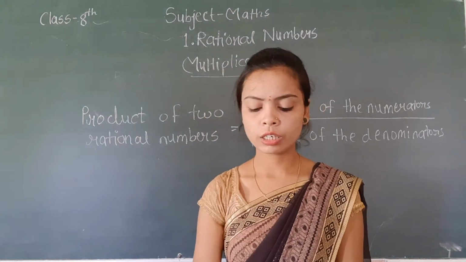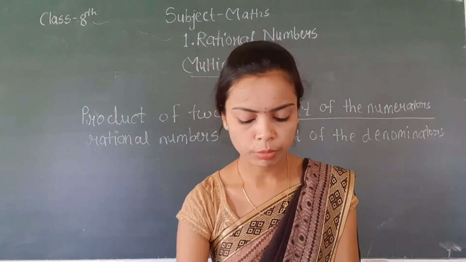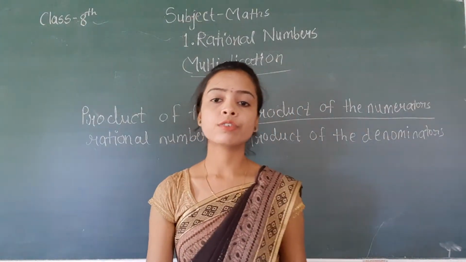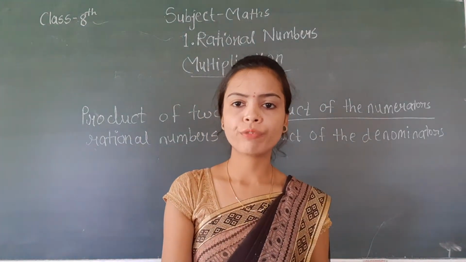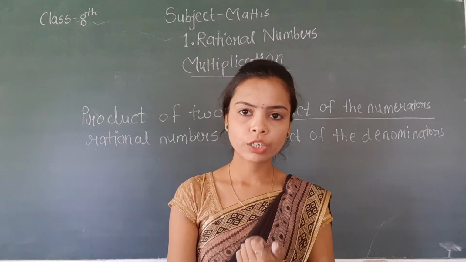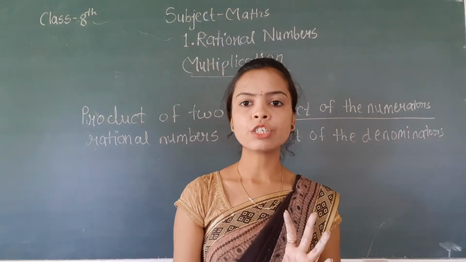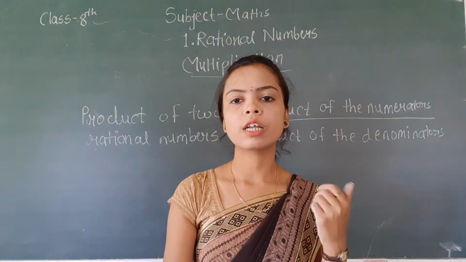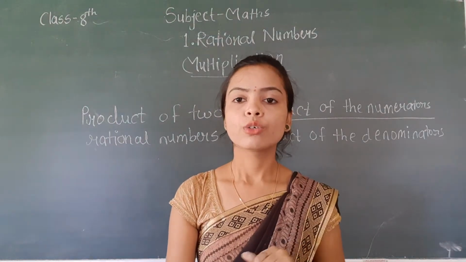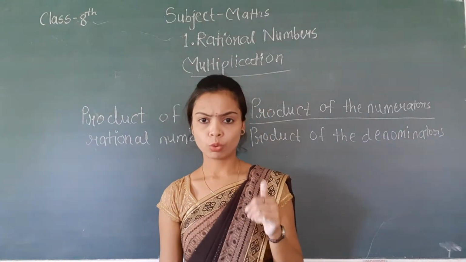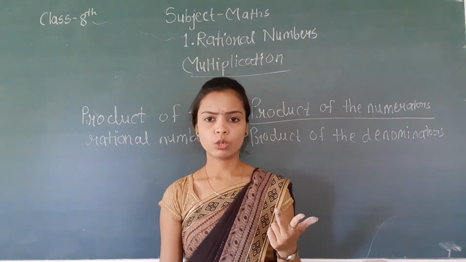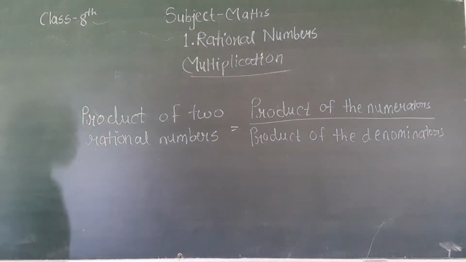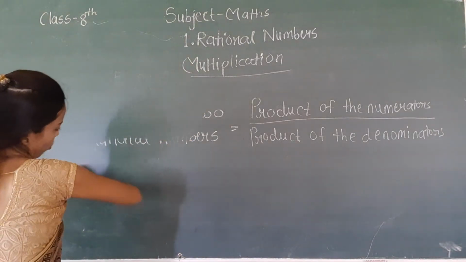So I am taking some properties of multiplication of rational numbers. They are the same as the properties of addition and the properties of subtraction of rational numbers. The properties for all the topics remain the same. Some properties are included and some are excluded. The common properties are closure, commutative, and associative. We are taking first the property number 1, that is the closure property.